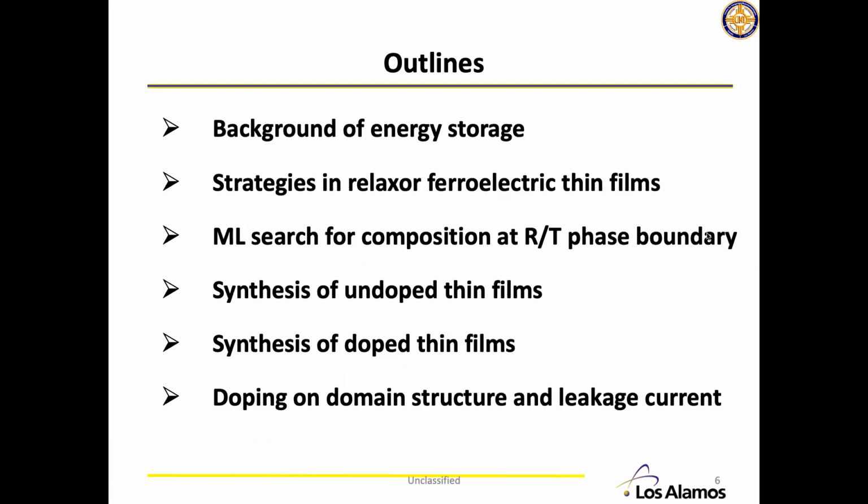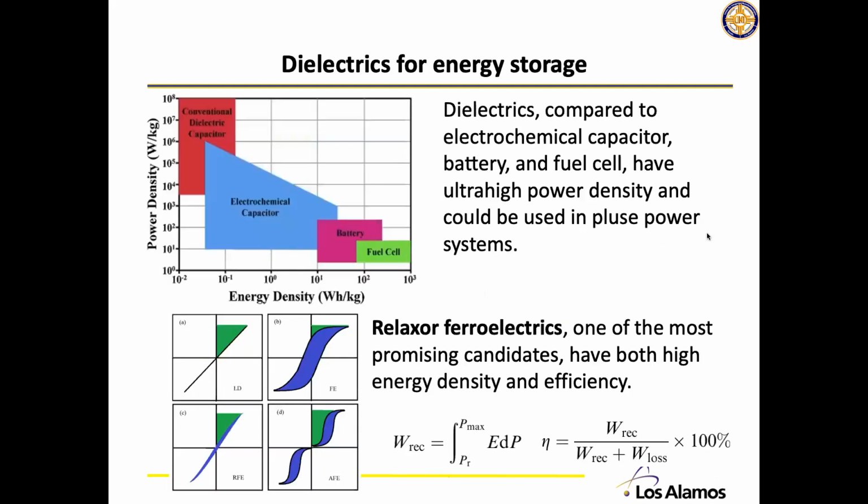For this talk, I will briefly mention the background, and we'll focus a little bit on the theoretical work in the literature about how to increase the energy storage in relaxor ferroelectrics. Then I'm going to focus on why we use machine learning to search the composition around the rhombohedral and tetragonal phase boundary, particularly in this case. And I'm going to focus a little bit on synthesis and then how to use domain engineering to increase the performance for this type of relaxors.